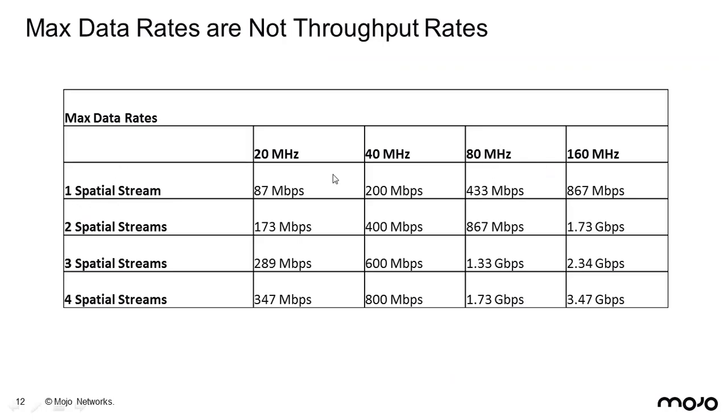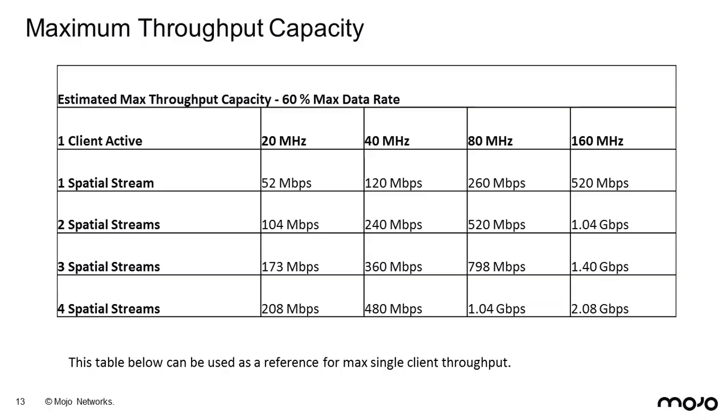So here, and most of you know this already, for a single spatial stream, you're looking at 433. And a 2 spatial stream like a MacBook Air, 867, and a 3 spatial stream like a MacBook Pro, 1.33 gig. So that would be the data rate you could expect if you had the AP and the client close to each other on a clean channel. You'd expect them to operate at the max data rate.